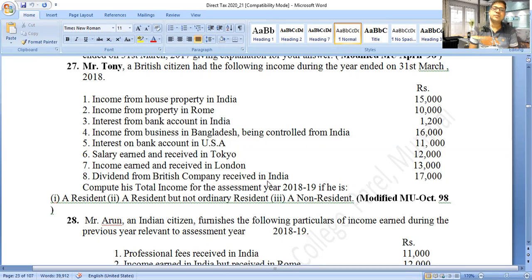Dividend from British company received in India. Now, income arises outside India. British company means it arises outside India. But it is received in India, and if it is received in India, then it is taxable to all. The 17,000 is taxable to ROR, RNOR, and NR. Yes, I hope you understood this particular problem related to the scope of income under section 5.